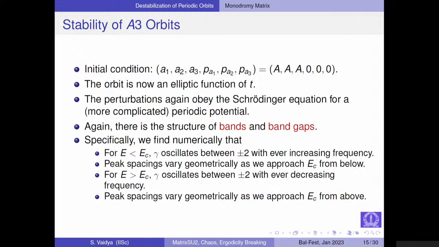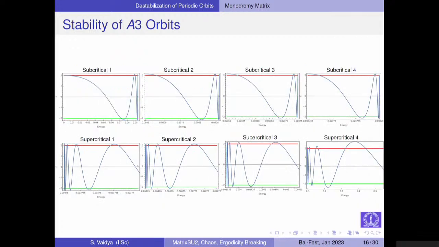And the same thing happens for energies greater than EC. Again there is an oscillation, but now with ever decreasing frequency. And the peak spacings again vary geometrically as you approach the critical energy from above. So this is what the picture looks like. I've plotted the energies for the subcritical region, from 0 to 0.9. Then I've taken a small region here and blown it up, and then again taken a very small region here and blown it up, and so on.